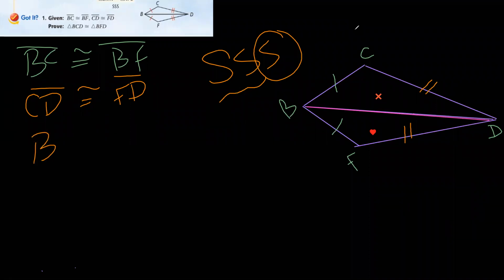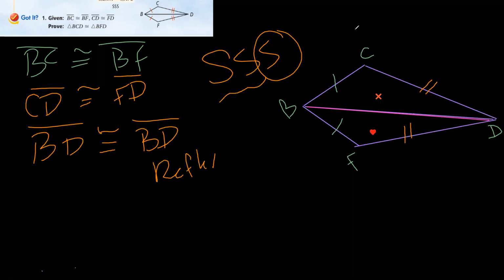So the line segment BD is congruent to BD. Why? Reflexive property. Because of the reflexive. So now I will say that these are also congruent. Now, did I prove that all the 3 sides are congruent?